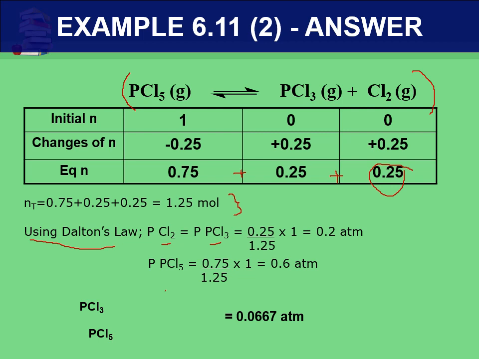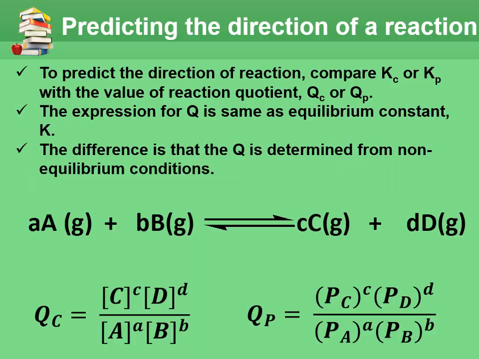Next, we find the expression for Kp and insert all the partial pressure that we have calculated, and the final answer is 0.0667 atm. Alhamdulillah. Please do practice 6.6, the two questions, in order to evaluate whether you understand the topic on degree of dissociation or not.